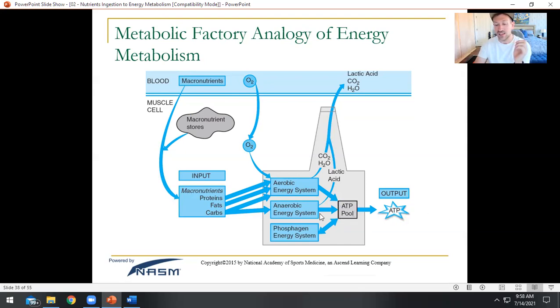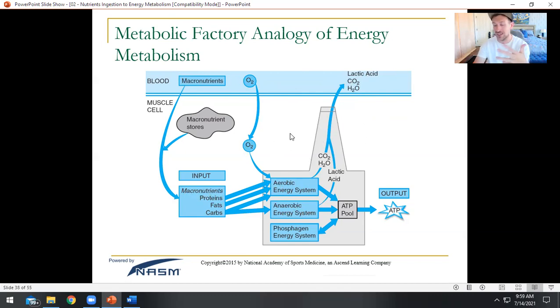Now, if it did it through the anaerobic system, it's also going to make some lactic acid. If it did it through the aerobic system, it's also going to make some water and some CO2. And that's why lactic acid, CO2, and water are little byproducts over here. So there's nothing in your body that actually looks like this picture here. This is just an analogy.